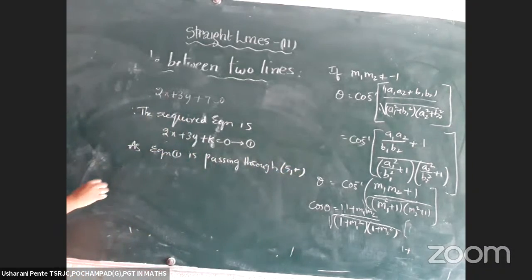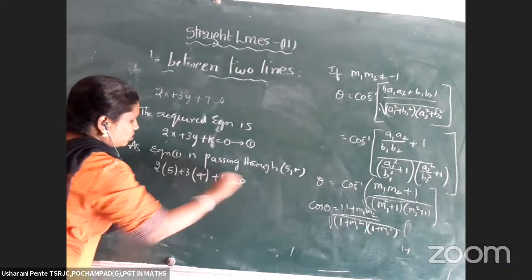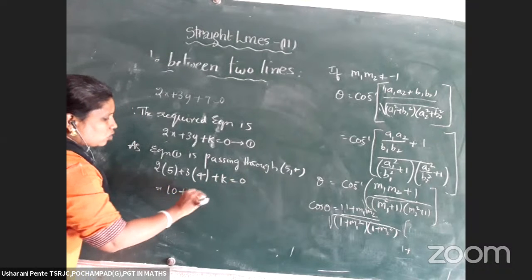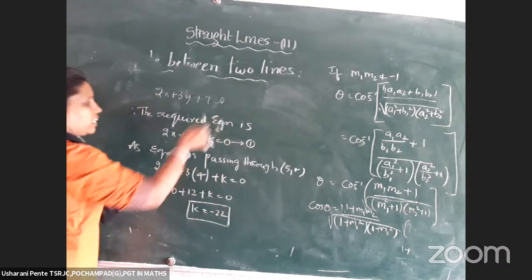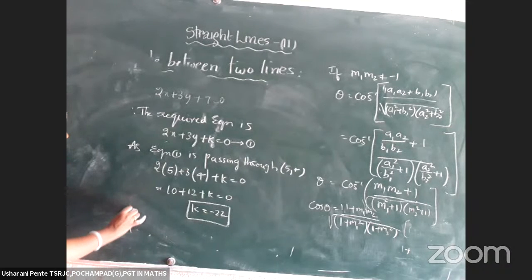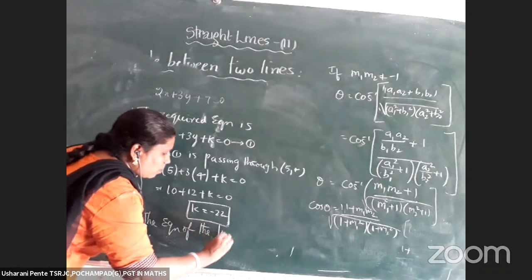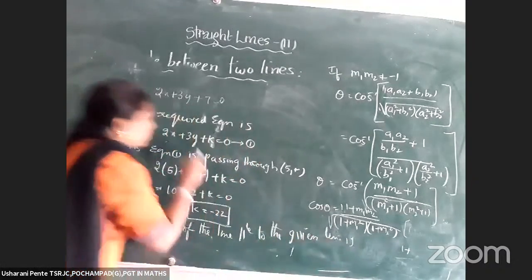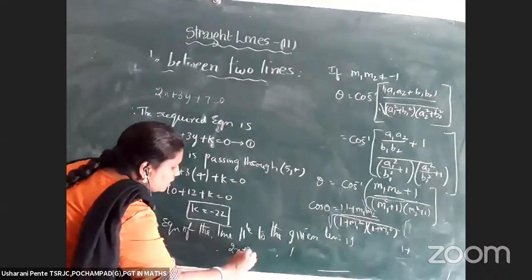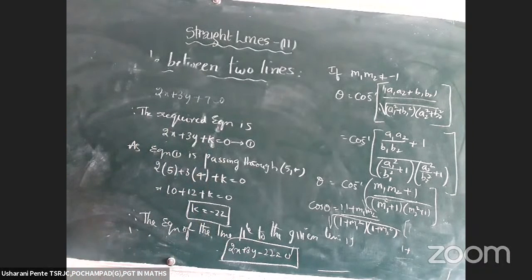Just substitute in place of x and y: 2 times 5 plus 3 times 4 plus k is equal to 0. This implies 10 plus 12 plus k is equal to 0, so k is equal to minus 22. Just substitute back in this equation. Therefore, the equation of the line parallel to the given line is 2x plus 3y minus 22 is equal to 0.